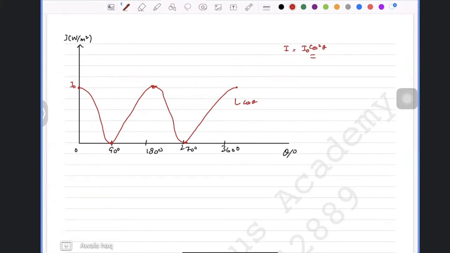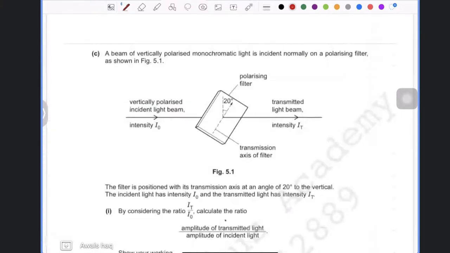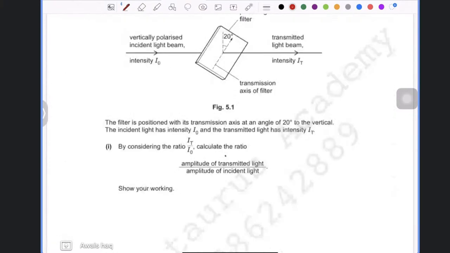So we're going to go to one of the questions and understand how it's done. The moment you see this, you already know this is a Malus's law question, and it says, by considering the ratio I transmitted over I naught, show your working. So we just need to calculate the ratio of this and this, right?